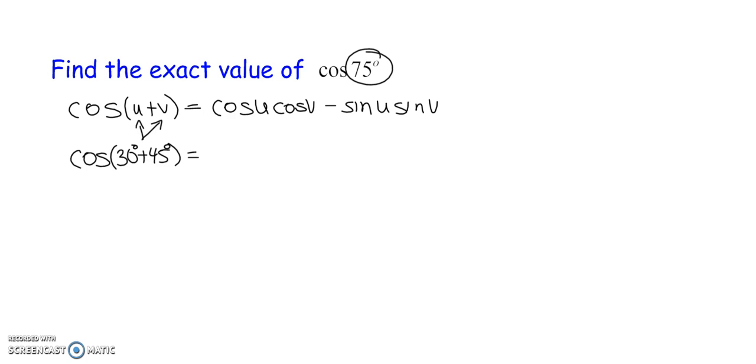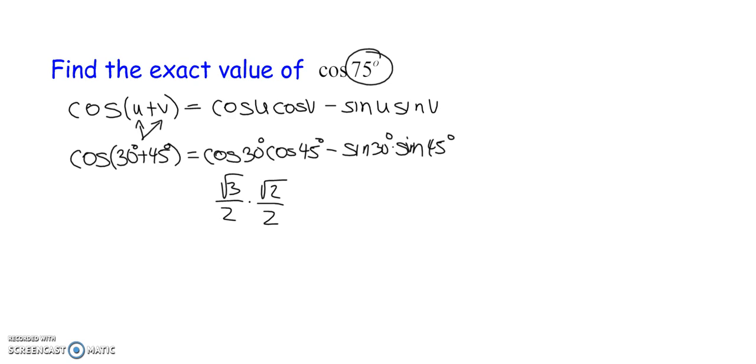So now I'm going to be using that formula, and what I've really got is, instead of cosine u, now I've got cosine 30 degrees times cosine 45 degrees minus the sine of 30 degrees times the sine of 45 degrees. Now all these values are on the unit circle, so I should know them. Cosine 30 degrees is radical 3 over 2. Cosine 45 degrees, radical 2 over 2. Minus sine 30 degrees, 1/2. And sine 45 is radical 2 over 2.